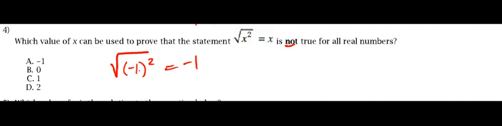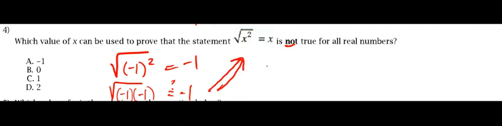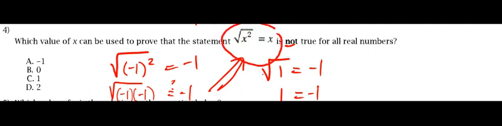Now watch this. Be careful on this one. When you are squaring -1, you're squaring both the negative and the 1. So that means you're taking -1 times -1. -1 times -1 gives you a +1. I move up here. That gives me the square root of +1 equals -1. So does 1 equal -1? Nope, it doesn't work. So we found the value of x that can prove that this statement is not true for all real numbers.